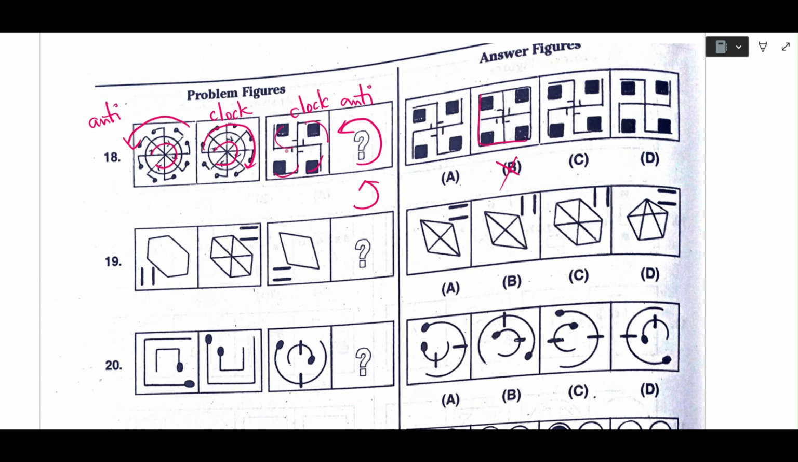So internal figure should be same, right? But in A, these figures are not same. So A is also eliminated. And in the D, these internal figures are not given. So D is also eliminated. While looking into C, all these things are in anti-clockwise direction only. So we will be selecting C as our correct answer.